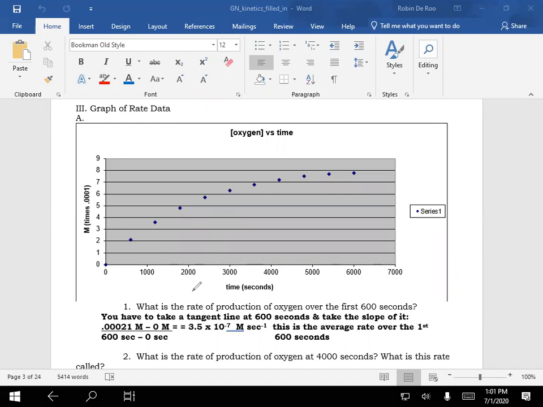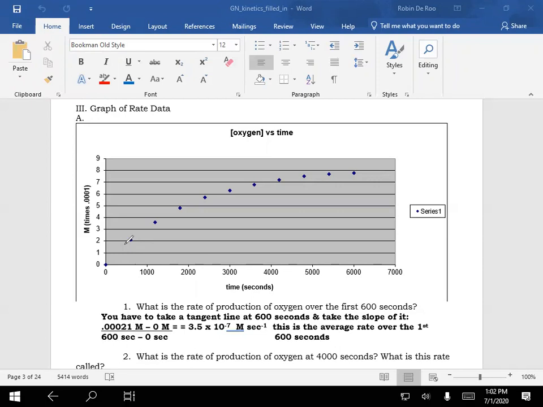Okay, so this particular question is asking for oxygen gas over the first 600 seconds. So we're going to have to estimate here. 600. Okay, well, this is halfway between 0 and 1,000 would be 500. So it's going to be somewhere here.